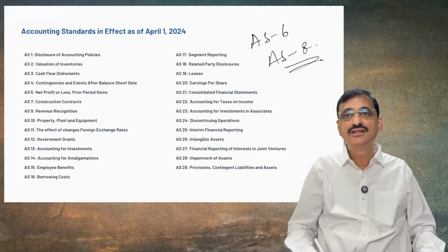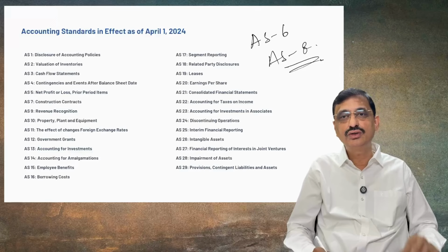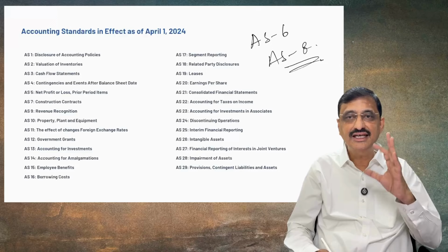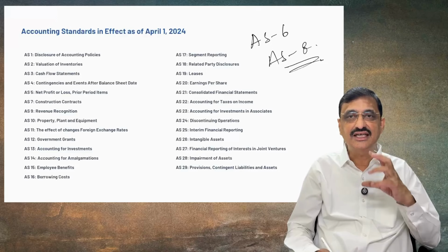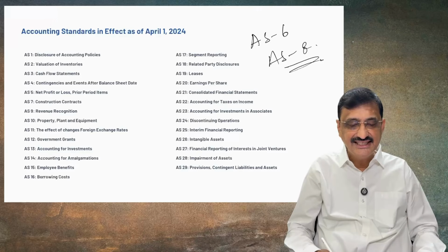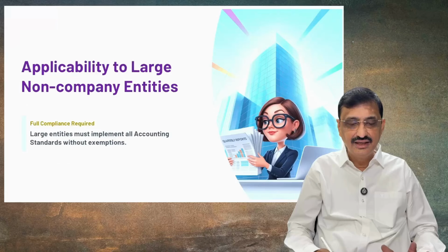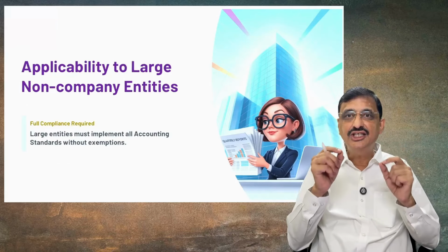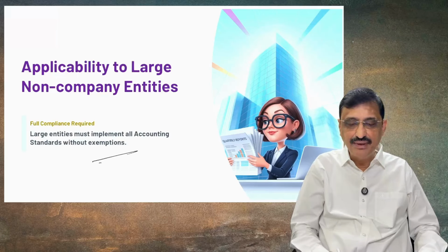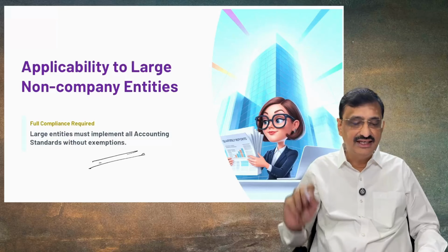These two standards are withdrawn. Though the number runs up to AS 29, still the actual number of accounting standards applicable as on 1/4/2024 is 27, right? For large non-corporate entities, the accounting standards are applicable in full without any exemption.